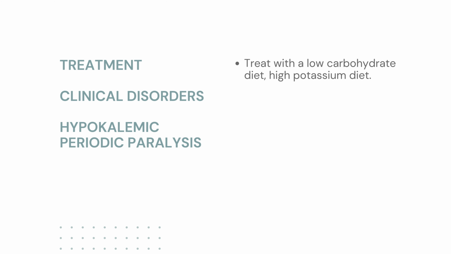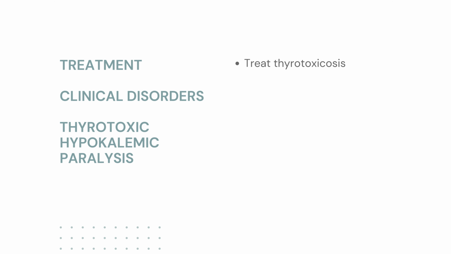Hypokalemic periodic paralysis is an autosomal dominant disorder, and we treat it with a low carbohydrate and high potassium diet. The basis of the low carbohydrate diet is that a high carbohydrate load can give rise to a high level of insulin in the blood, and that will shift the potassium from the blood to the tissues, and that shift will give rise to hypokalemia, and the patient will have the symptoms of paralysis. For thyrotoxic hypokalemic paralysis, we need to treat the thyrotoxicosis, and that will resolve the hypokalemia and paralysis.